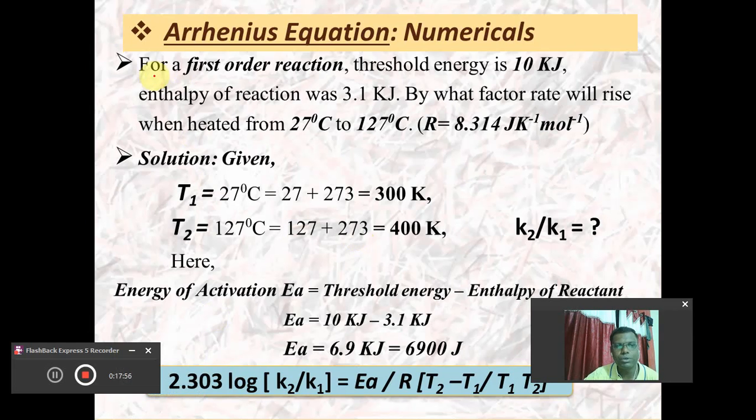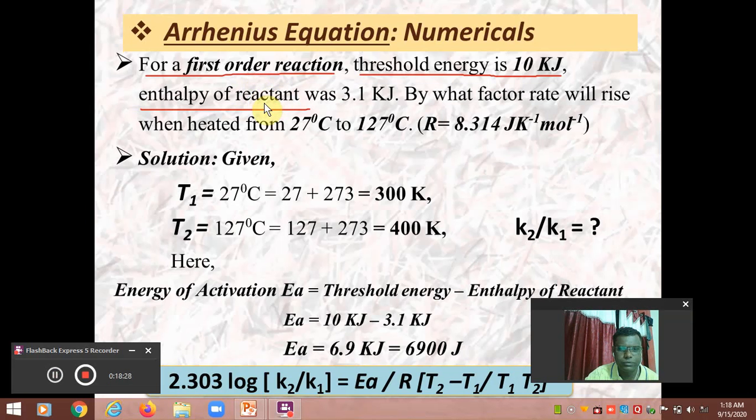Actually here in this case, what is given? Again a simple chemical reaction is given, which is a first order reaction, and here the actual value of activation energy, or the energy of activation, is not given. Instead of the energy of activation, the threshold energy is given. And at the same time the enthalpy of the reactant. Actually this is not the reaction, this is the reactant. So the enthalpy of reactant is given here as 3.1 kilojoule.